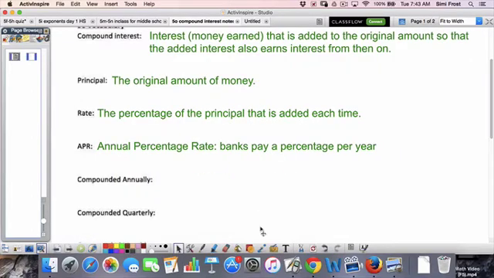Then the acronym APR stands for annual percentage rate. Banks pay a percentage each year. So the longer you keep your money in one spot, the more money you're going to make off of it.